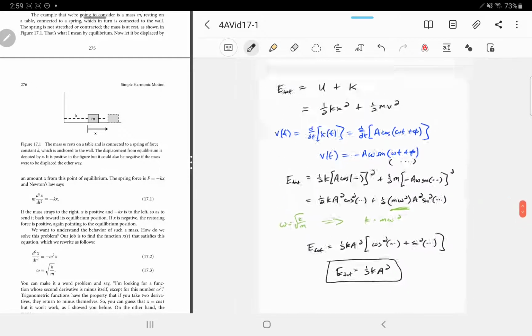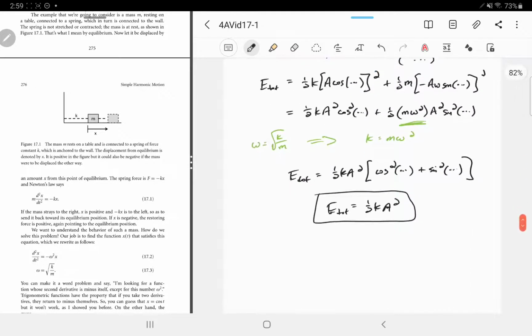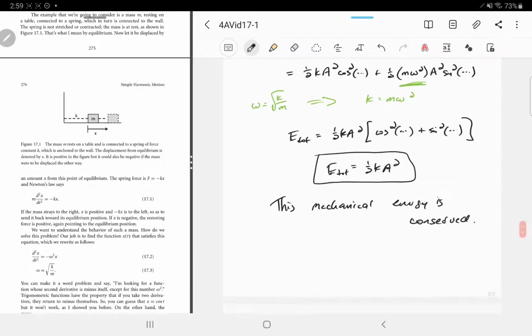So we already had a suspicion that the total mechanical energy was conserved, but we've derived exactly what the value of that is. So this mechanical energy is conserved. And it makes sense that it's equal to the initial potential energy if the particle starts off at x equals a. So as the thing speeds up, the potential energy goes down and the kinetic energy goes up. So the energy is just bouncing back and forth between potential and kinetic energy.